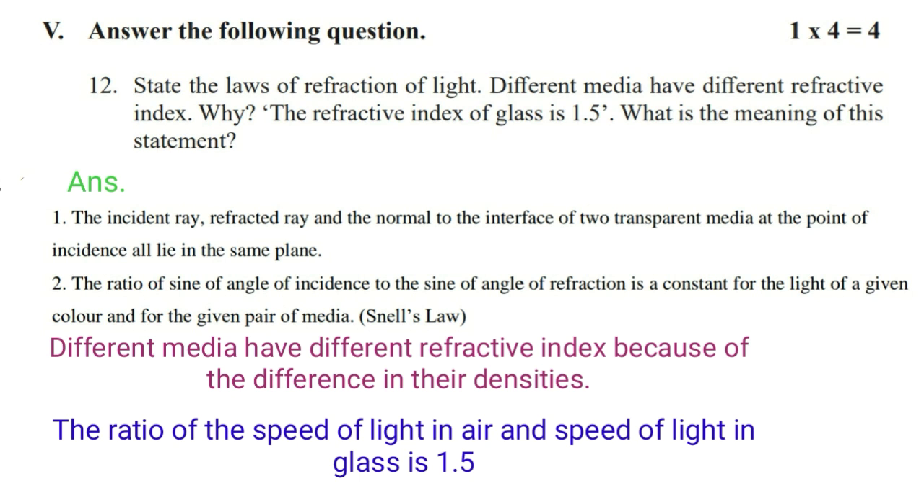Now the next part of the question is, different media have different refractive index because of the difference in their densities. So different media having different densities are the reason for the different refractive index. Next part, the refractive index of a glass is 1.5. This means the ratio of the speed of light in air and the speed of light in glass is 1.5. Next question.